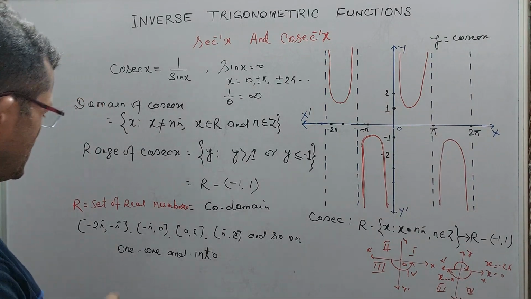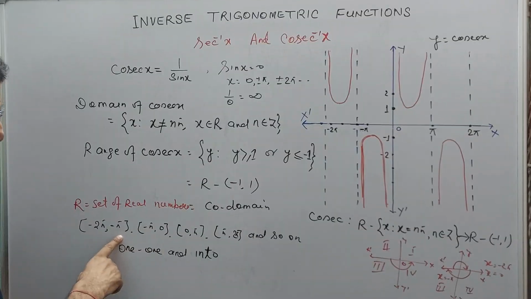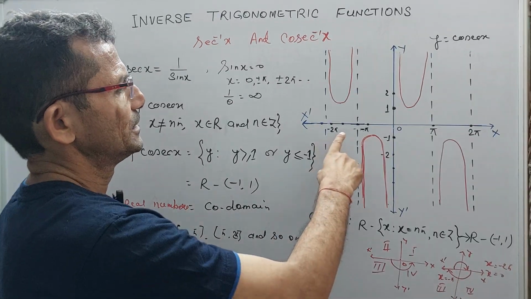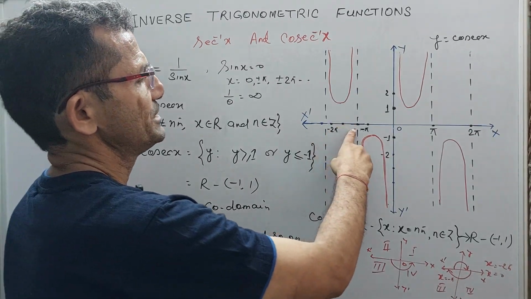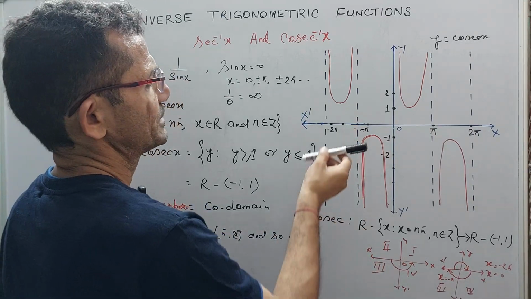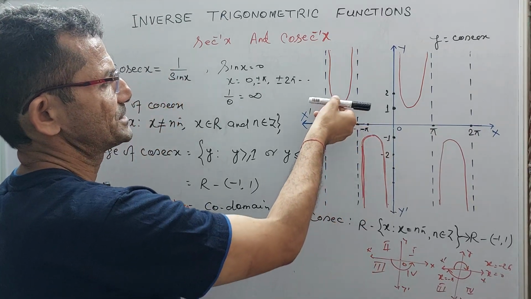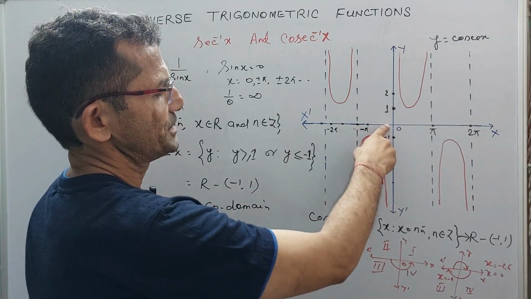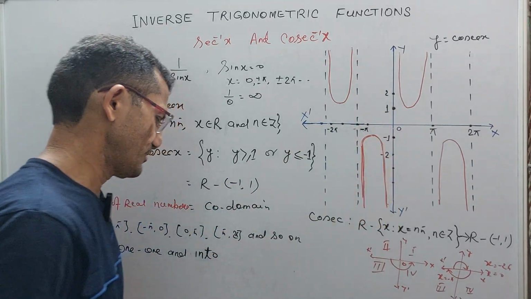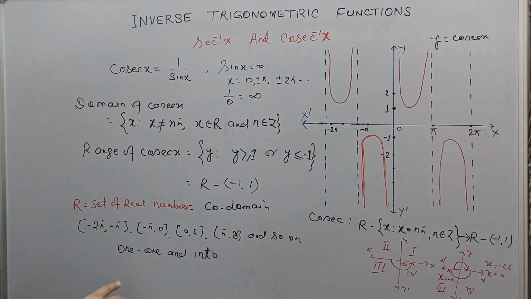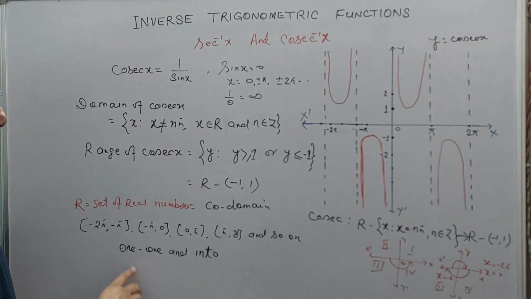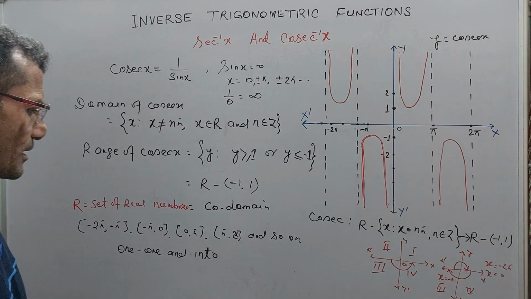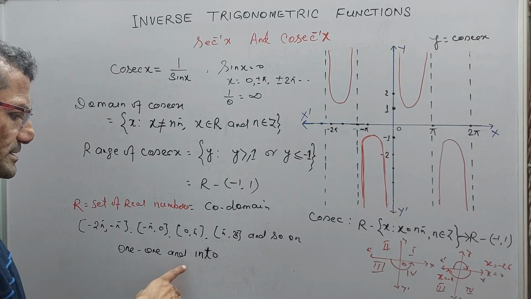So here these are the intervals: -2π to -π, -π to 0, 0 to π, and π to 2π. Here, from -2π to -π, the values of cosec x go from 1 to infinity, and similarly from -π to 0 it is -1 to minus infinity. So in this case it will be a one-one type of function, and one-one and into function.